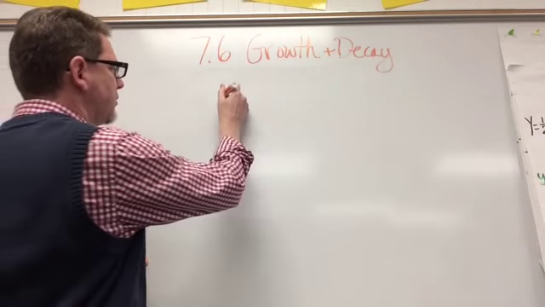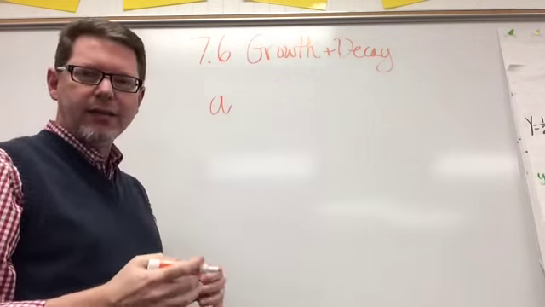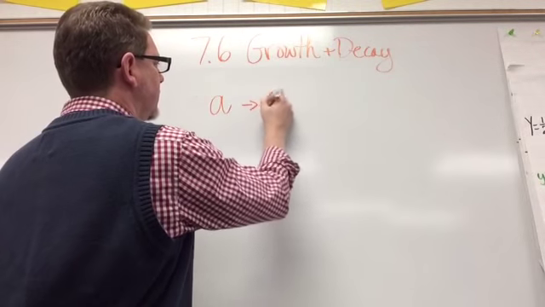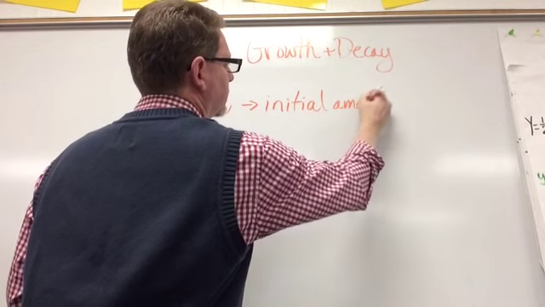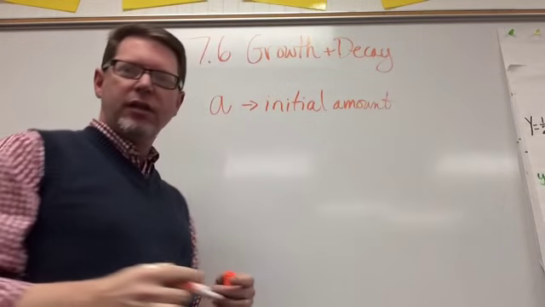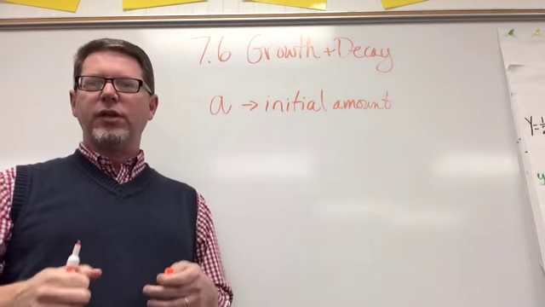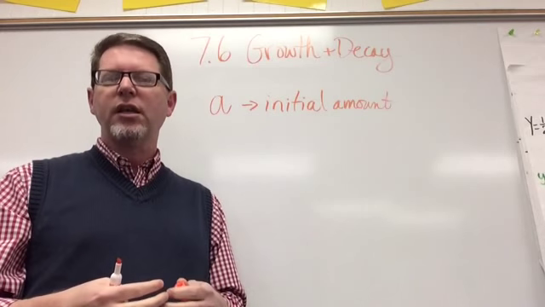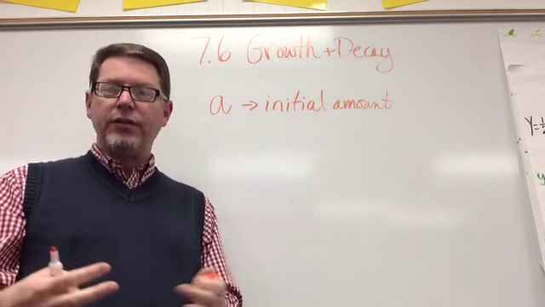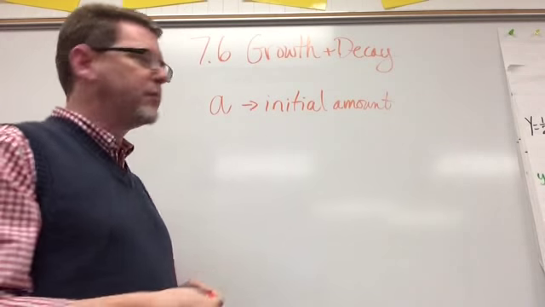So the first thing that you need to write down is lowercase a, in this case, is the initial amount. Whether that be the initial amount of money that might be invested, or it could be the initial number of people in a population growth event, or initial number of anything, the initial amount is always going to be A.